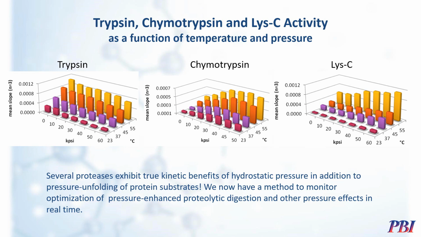We have originally started in the area of biomarker discovery and proteomics by accelerating and improving reproducibility of proteolytic digestion, as I mentioned before. By unfolding protein substrates, pressure helps to expose hidden cleavage sites to the enzyme. Proteases appear to be more resistant to high-pressure denaturation, and several of them, such as chymotrypsin and most notably endoproteinase Lys-C, show remarkable ability to work under pressure, like all of us. They actually get significantly accelerated without losing their specificity.